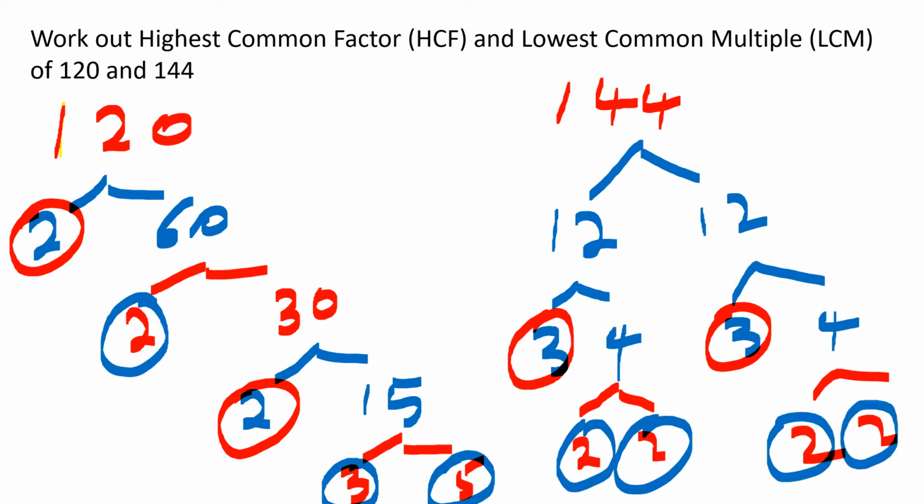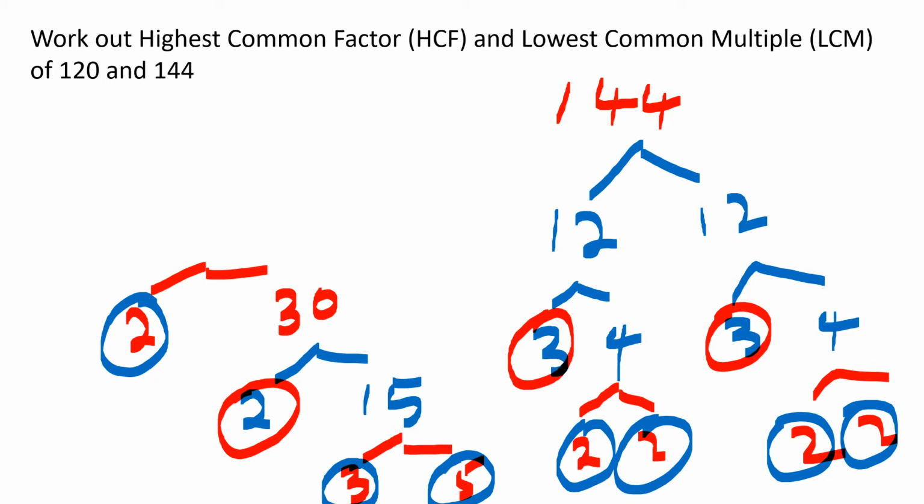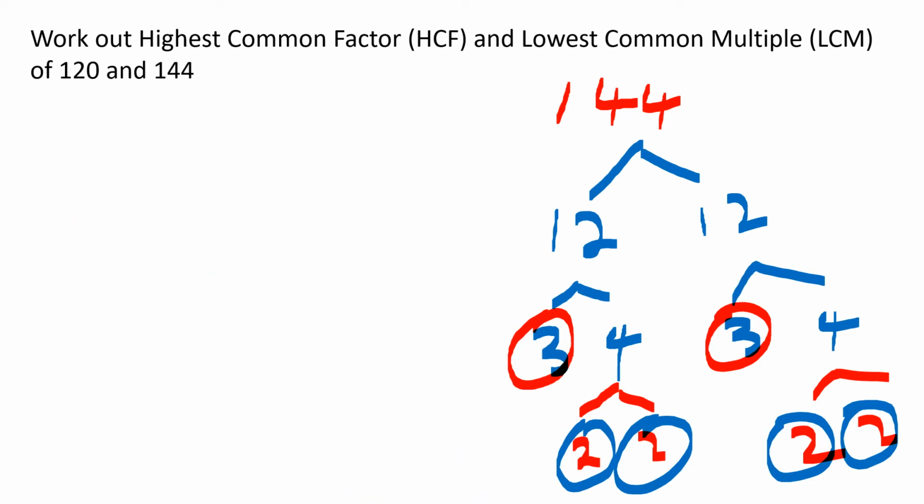Now you can use this to find the HCF and the LCM. So let's look at the pairs now. I think it's best we write it out. So if I write 120 first, and then 144.